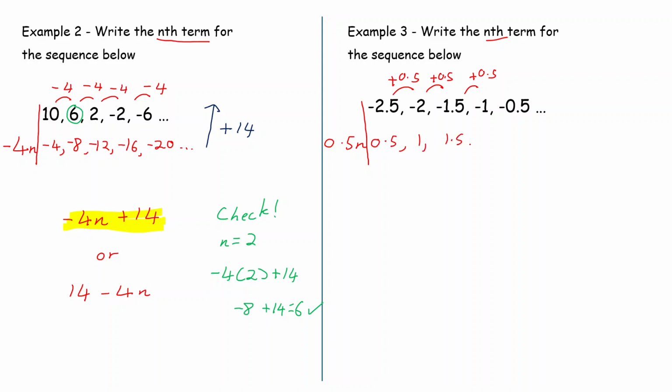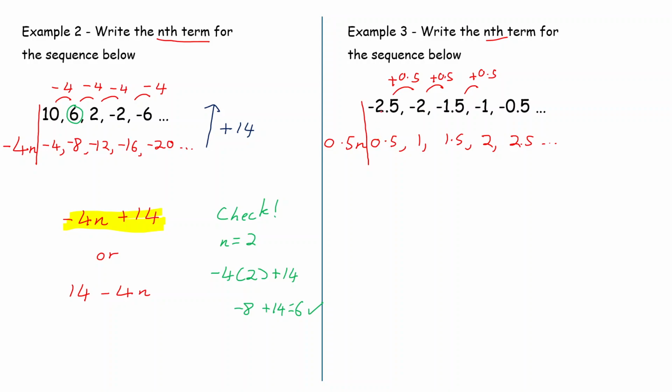Add on 0.5, 1.5, 2, and then 2.5, so on and so forth. So 0.5n produces this sequence. I want the one above, which how much bigger is it? It is plus 3 bigger. To get from 0.5 to minus 2.5, I've got to add on 3. Sorry, I've got to take away 3.